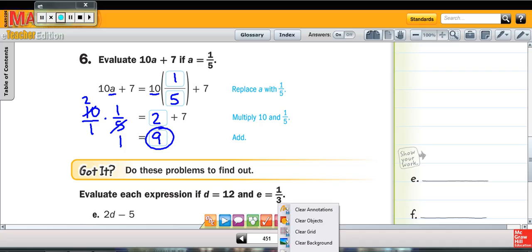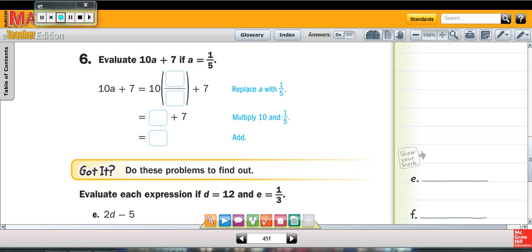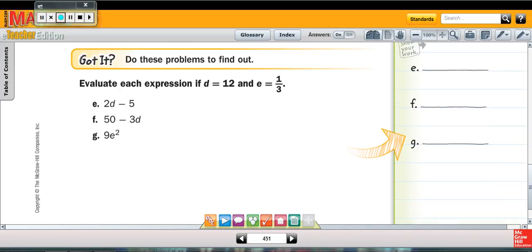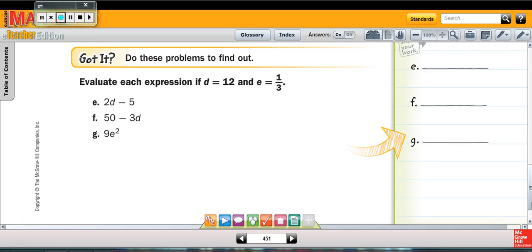Okay? Go ahead, and I want you to try these got it problems here at the bottom of the page. You have E, F, and G. Using the information above, you evaluate these expressions if D is 12 and E is 1/3. Go ahead and pause the video, and then we will check back in a minute.